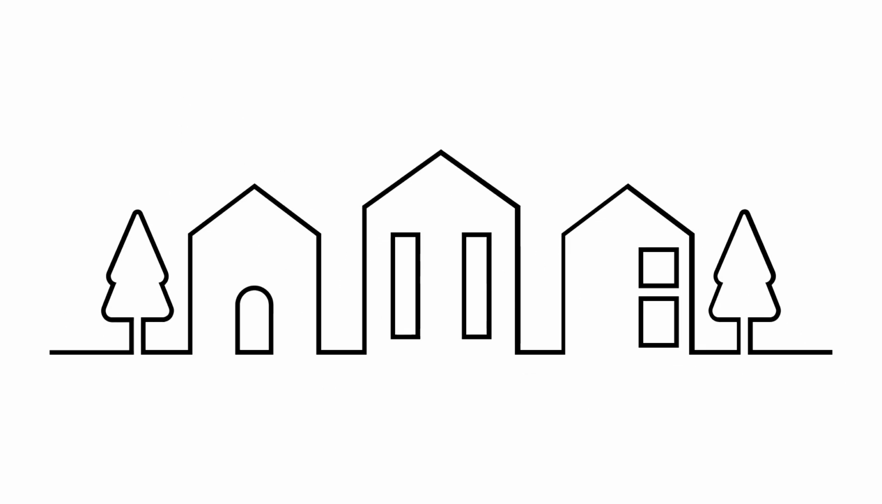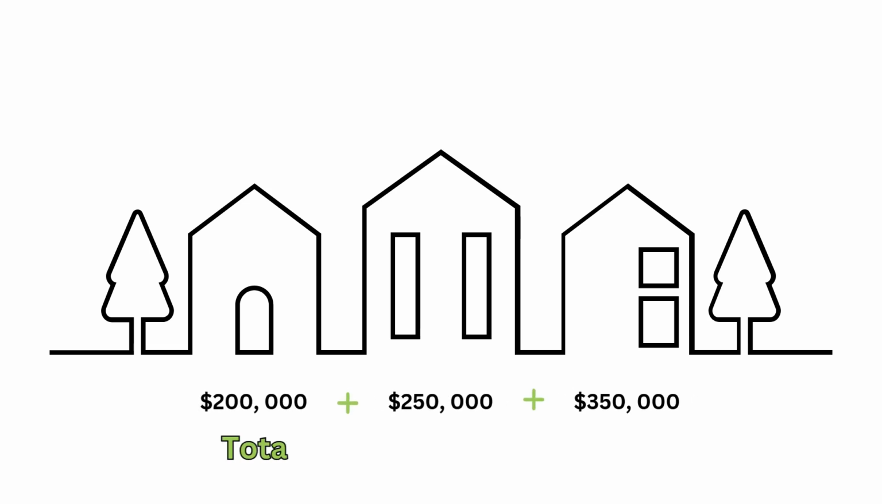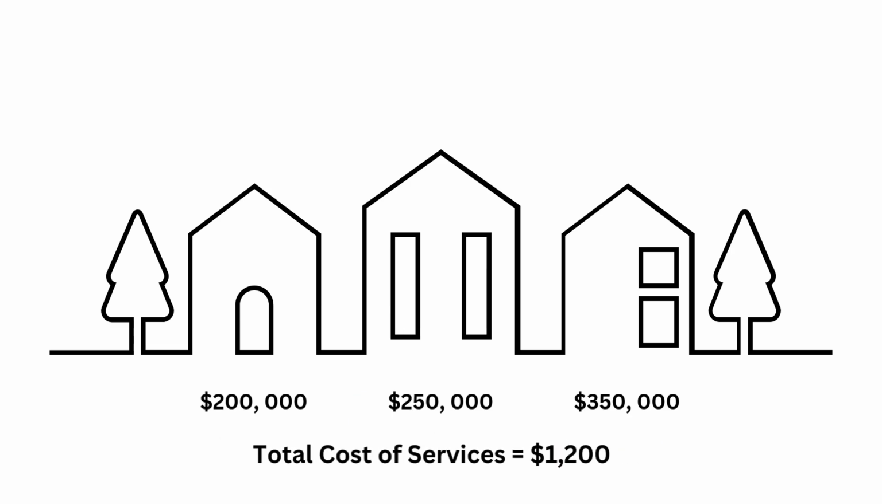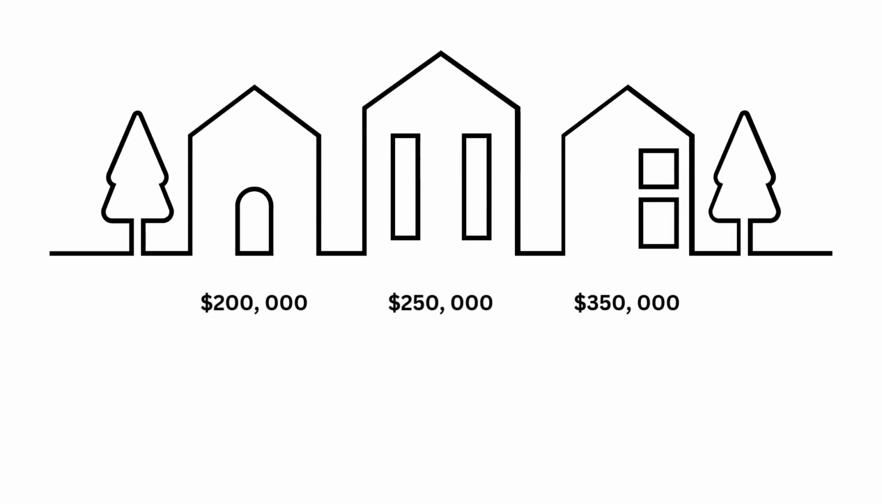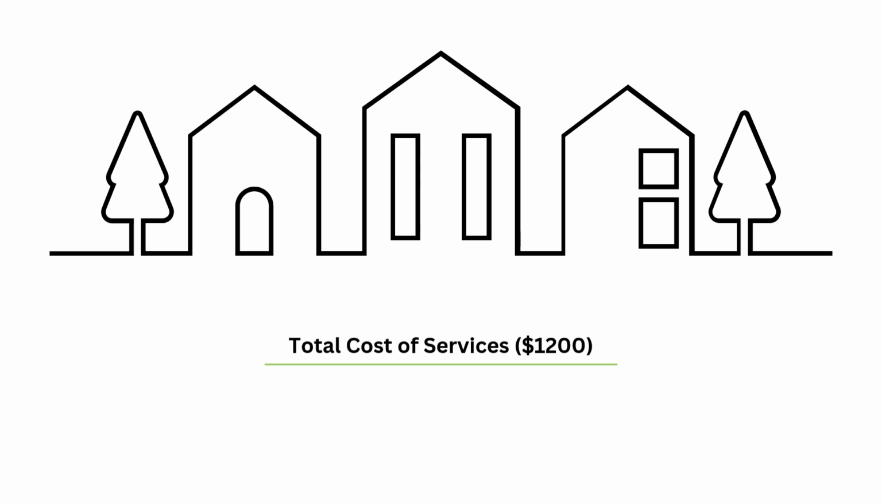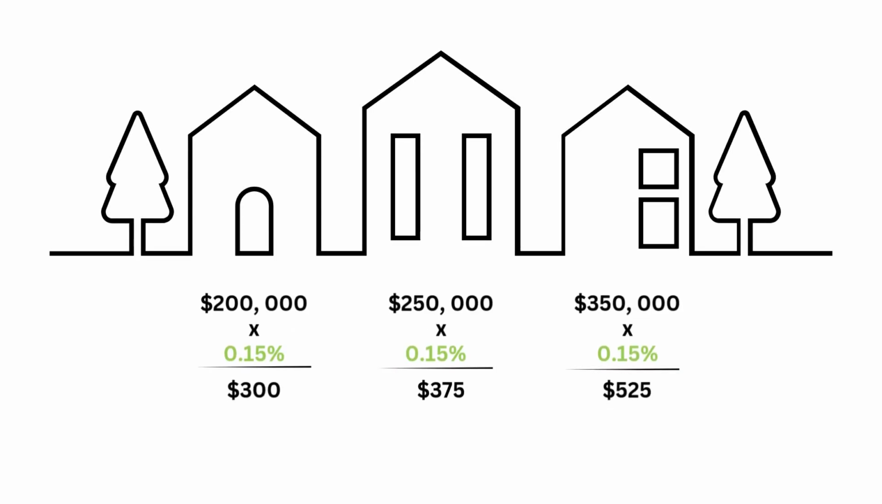Imagine there's a town that only has 3 homes, and they're each worth a different amount. The total cost to provide all of the town's services is $1,200. This is collected through property taxes. Each homeowner pays property taxes based on their home's assessed value. So, we take the total cost of services and divide it by the total property value. This tax rate is applied to all the houses to get enough money to pay for the town's services.